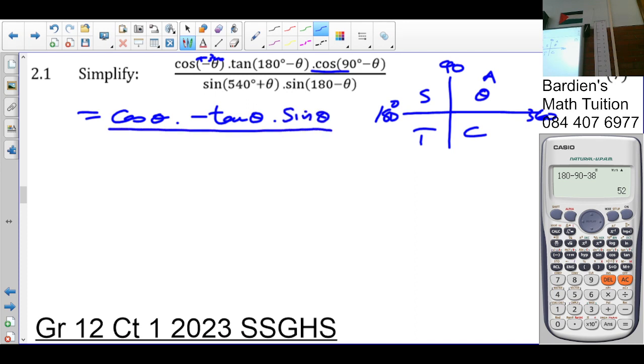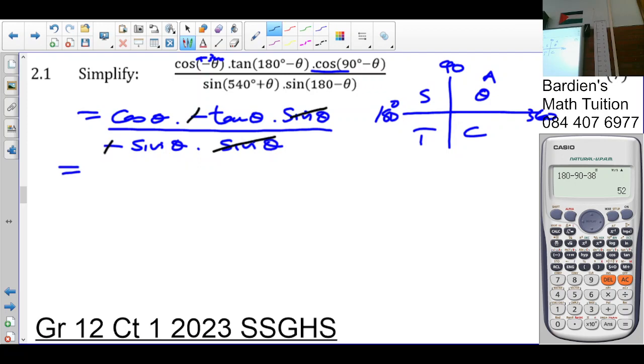If I subtract 360 from it, I'm left with 180. 180 plus theta is in the third quadrant. Sine is negative, so it's negative sine theta. Times 180 minus theta, that takes us to the second quadrant. Sine is positive, sine theta. So negative divided by negative is positive.